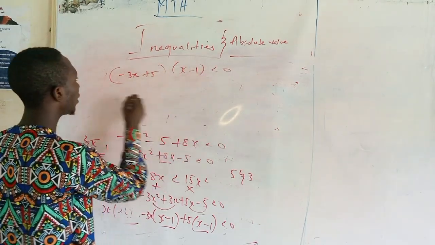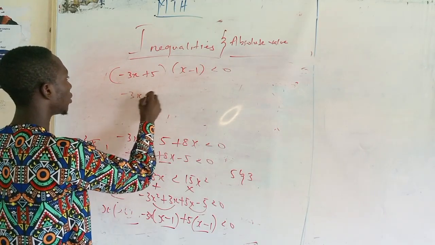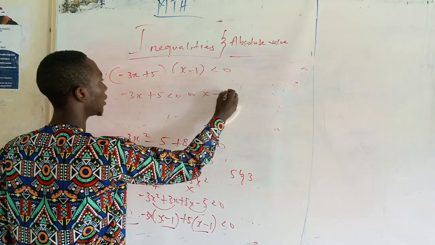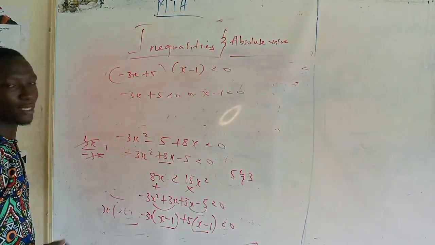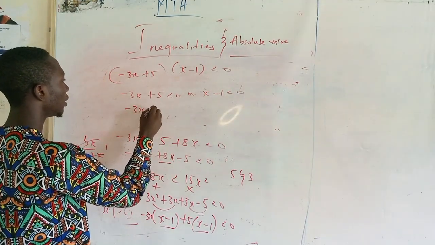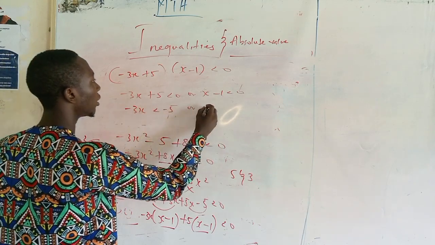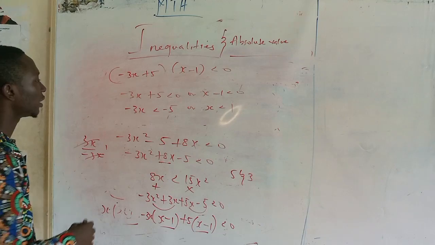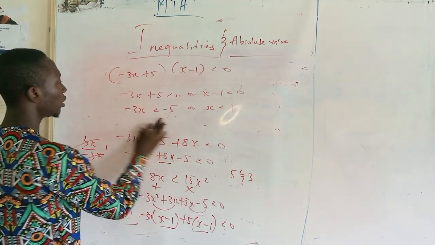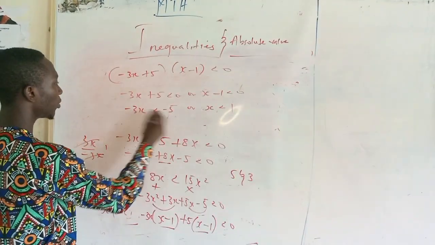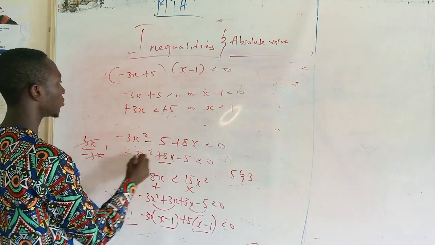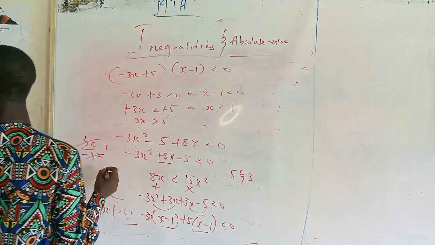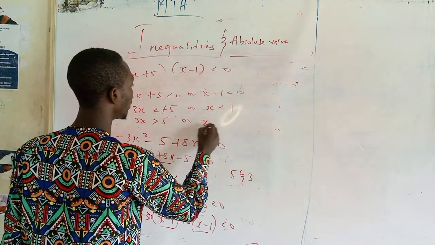Now equate everything to 0: minus 3x plus 5 less than 0, or x minus 1 less than 0. So collecting like terms, minus 3x less than minus 5, or x less than 1. Now in inequalities, if we multiply by minus, the sign will change. So multiply by minus here, minus cancels minus. So therefore 3x, the sign changes, greater than 5, or x less than 1.